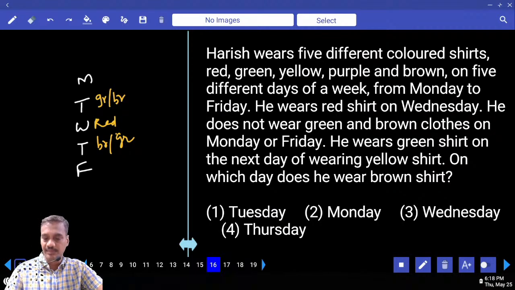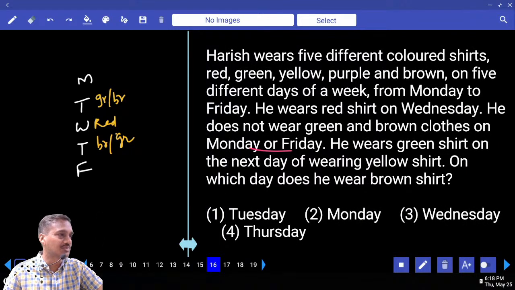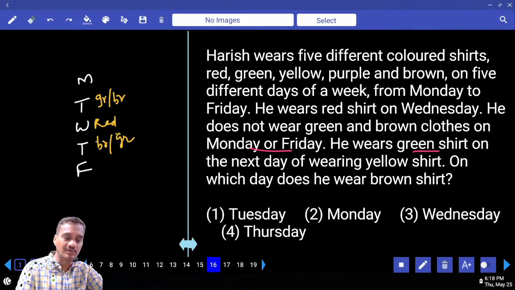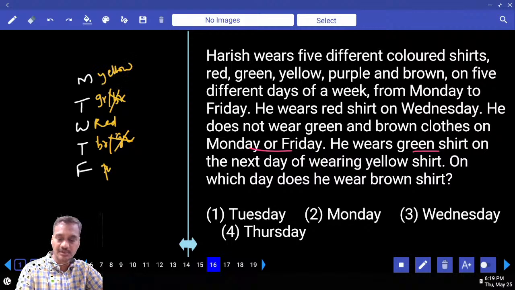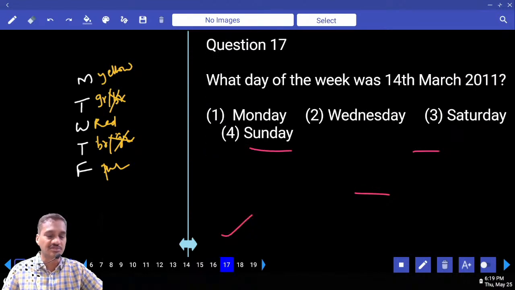He does not wear green or brown on Monday or Friday. And he wears a green shirt on the next day of wearing yellow. Green is the next day of yellow. Green cannot be here, hence green is here, then yellow. The color that is left over is purple. Then the brown shirt will be on Thursday. That is choice 4, question number 16.